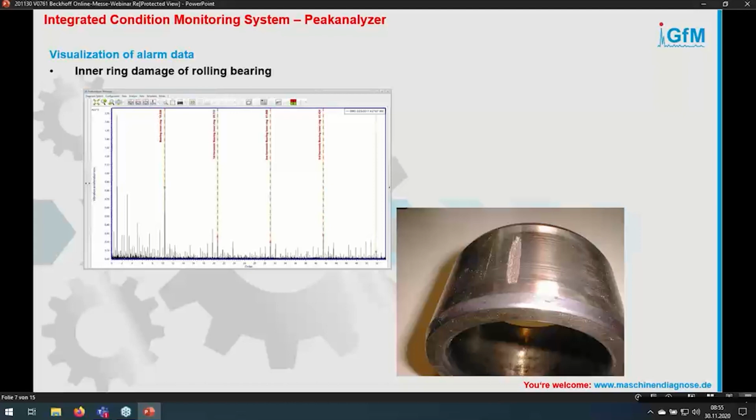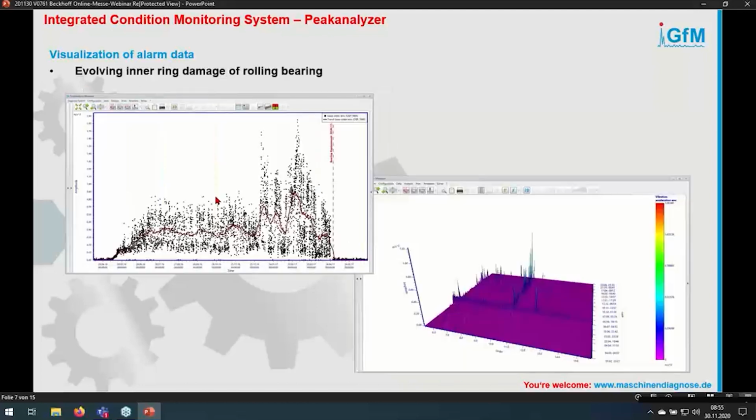And now we have the possibility to track each individual damage over a long period. So on this inner ring damage, we can track the specific peaks over a long time, and that is shown in the next slide. So we have at the beginning an intact bearing, and now the damage arises and it increases over a long time.